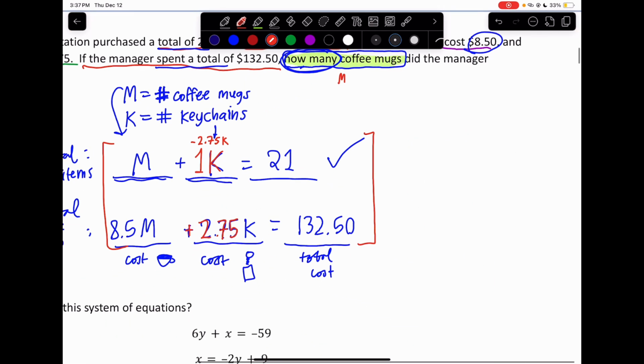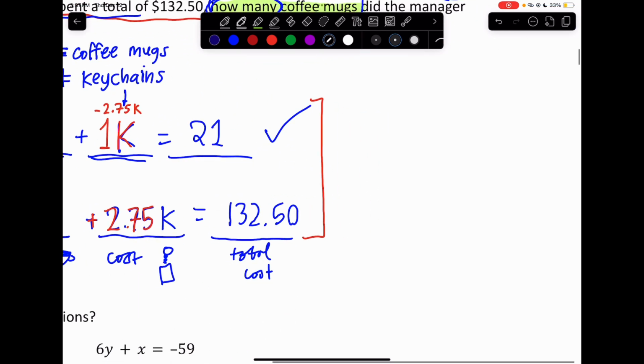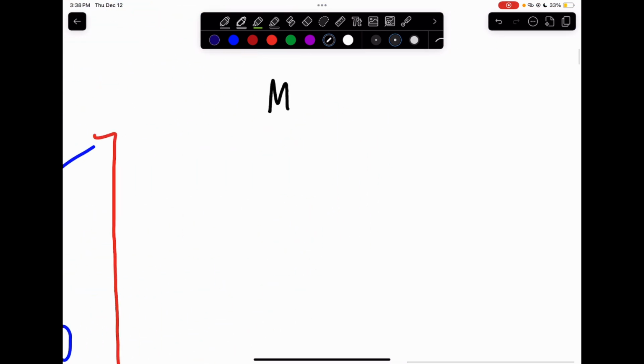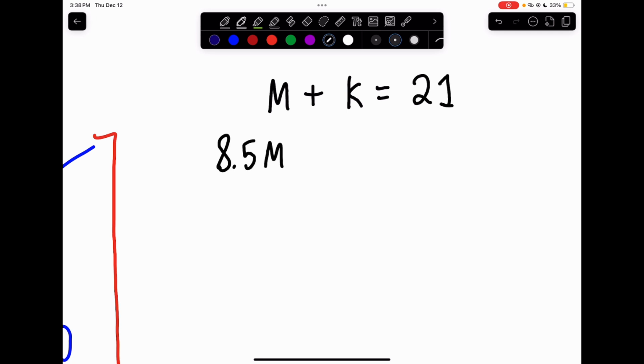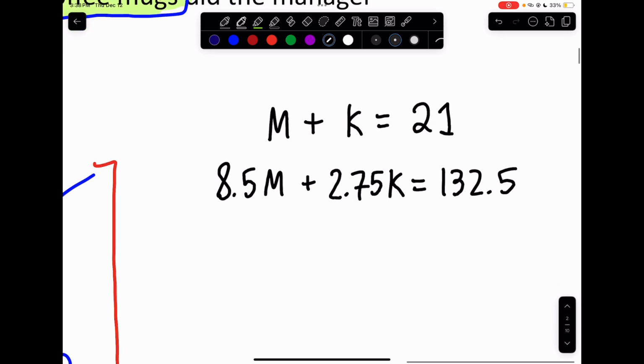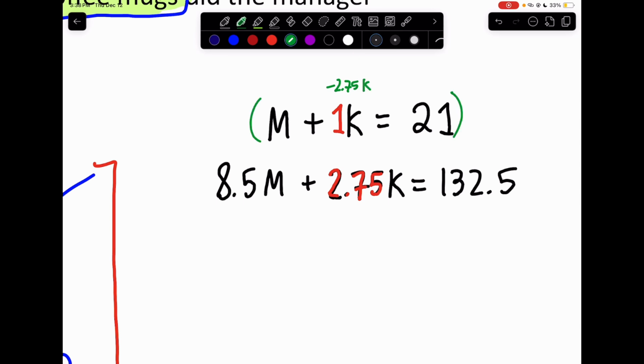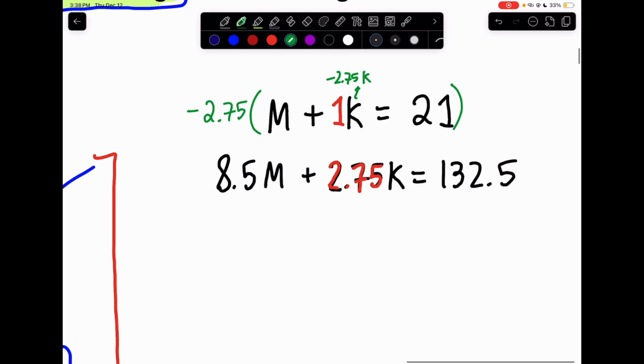Actually, I'm gonna take a minute and rewrite my equations over here because my work is getting a little bit messy. I've got M plus K equals 21. I've got 8.5M plus 2.75K equals 132.50, but I'll just say 132.5. And I'm trying to eliminate my Ks. These are the amounts of K that I have already. I want this to be a negative 2.75K, so I'm gonna multiply this whole equation by negative 2.75. Okay, so let's see what I get.